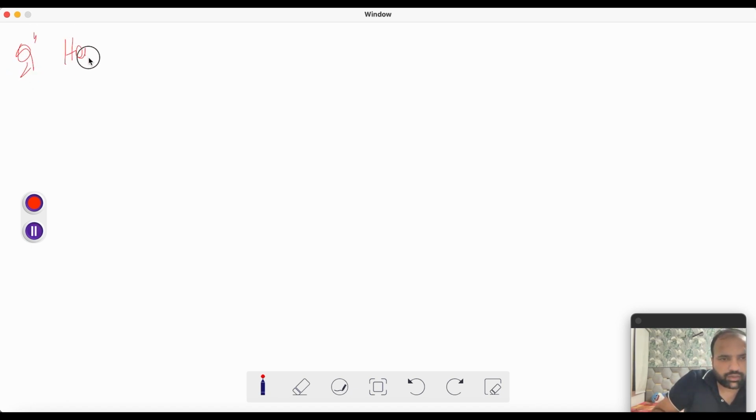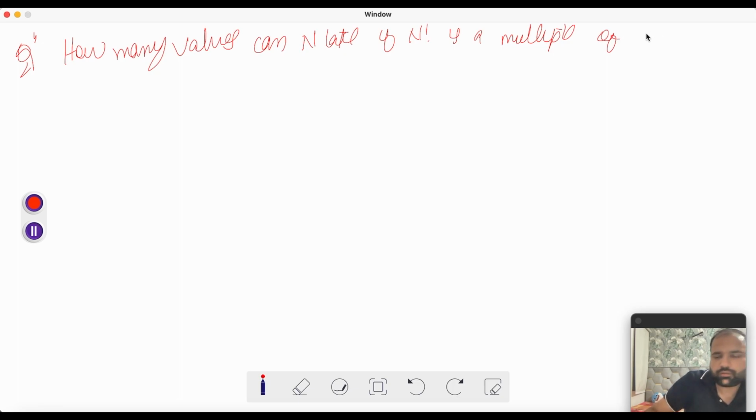We can write how many values can n take if n factorial is a multiple of 2 to the power 25 but not of 3 to the power 25. Okay, again, how many values can n take? So again, the same process. First we'll try to break down so that we get as close as possible.